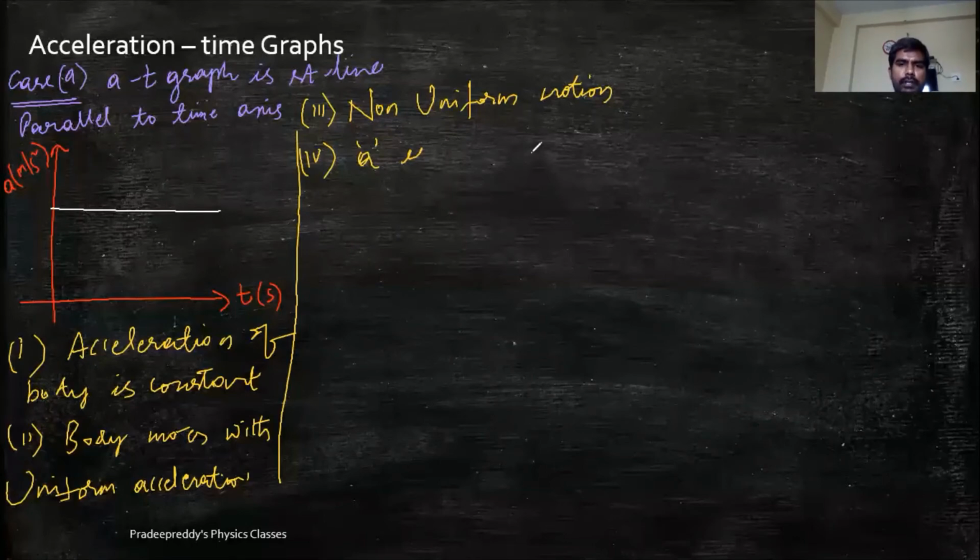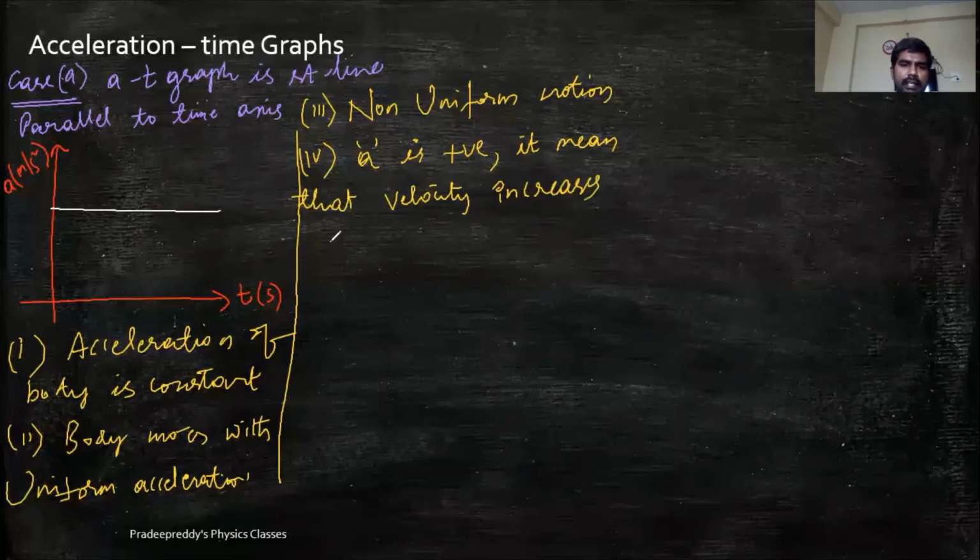If acceleration is positive, it means that velocity increases, that is change in velocity, or velocity increases with respect to time. So delta v by delta t, it is positive. Acceleration is positive. It means that velocity increases with respect to time. And this is non-uniform motion, but acceleration is uniform. This is the information you are getting from this.